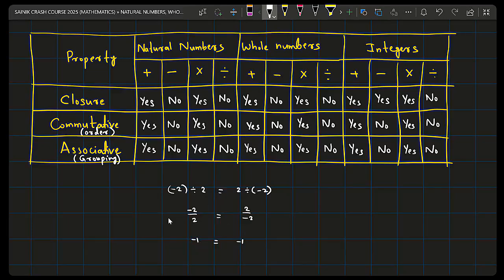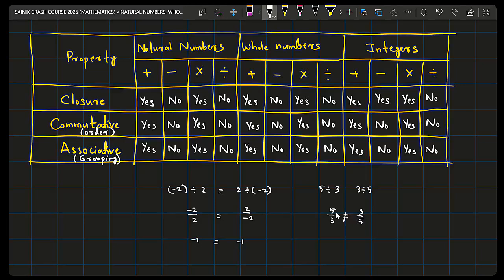Okay, but we say a property is satisfied when it is satisfied for all the numbers, not only for a few numbers. For example, if I take 5 and 3, 3 and 5, so we are getting 5 by 3 and 3 by 5. Do you think that they are equal?